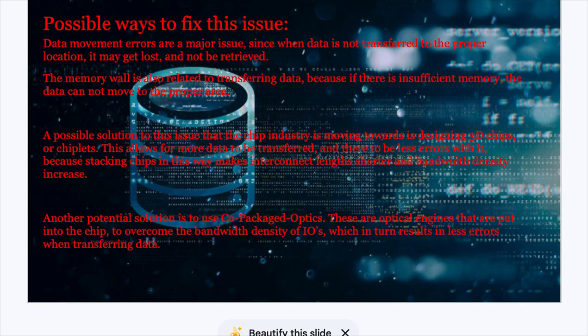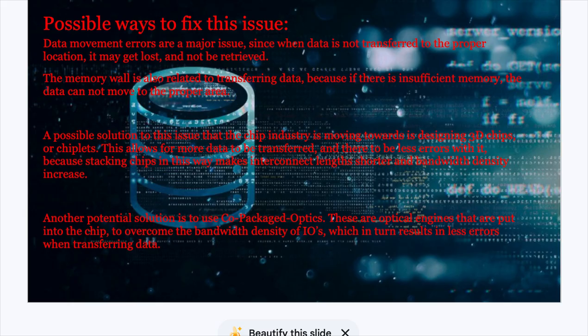So now I will be discussing ways to possibly fix this issue. And first of all, why it's an issue, I'll dive a little bit deeper into this. So first, why is data movement an issue? It's an issue because when data is transferred, and say the data doesn't get transferred to where it should be, then the data is lost and there's no more of it. That's why it's a problem. It might not always be restored.